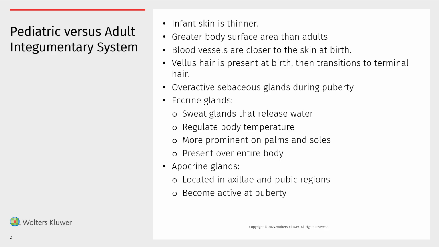skin. Notice here that the skin for an infant is thinner. We know we have greater body surface area. That makes the blood vessels closer to the skin. We also have a lot of hair on the body that goes away as we get bigger. Overactive sebaceous glands during puberty.